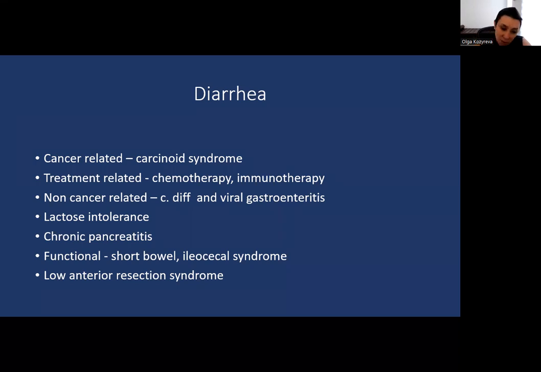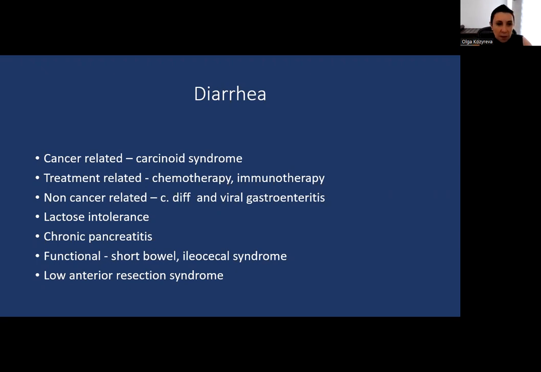In this situation, we ask them to keep a food diary to understand what food triggers diarrhea, and try to avoid products with lactose or use a special supplement. Chronic pancreatitis can give diarrhea because of fat malabsorption, because of pancreatic insufficiency.